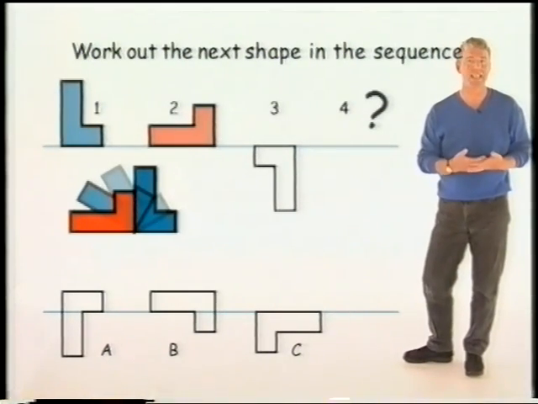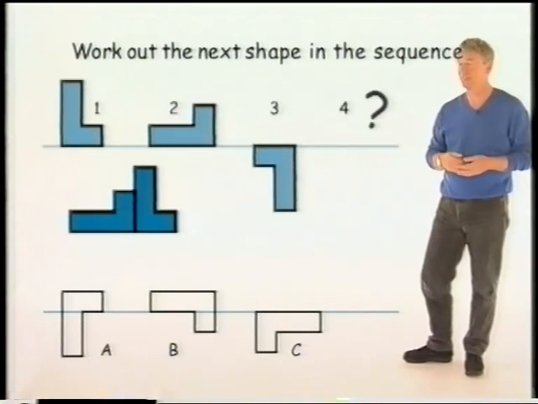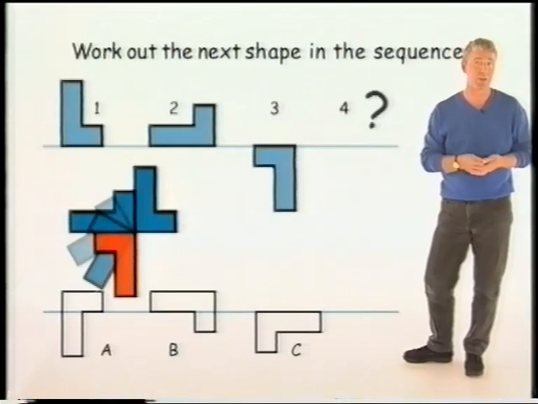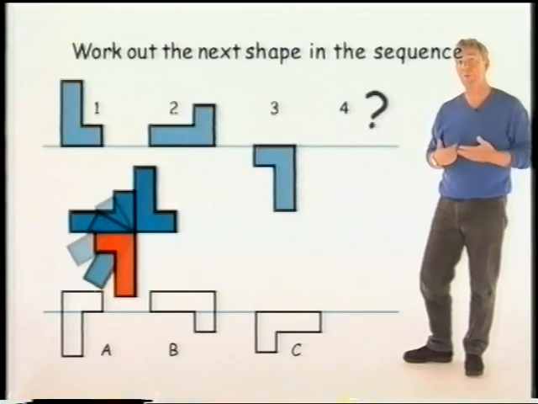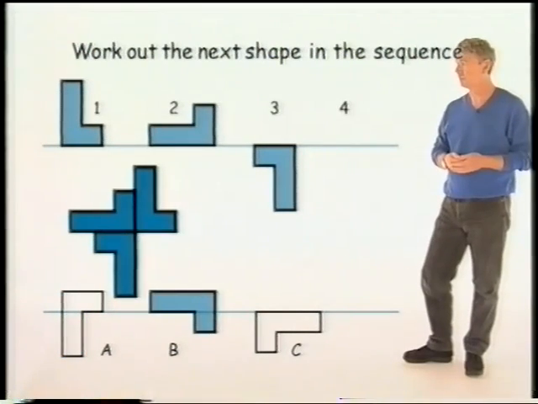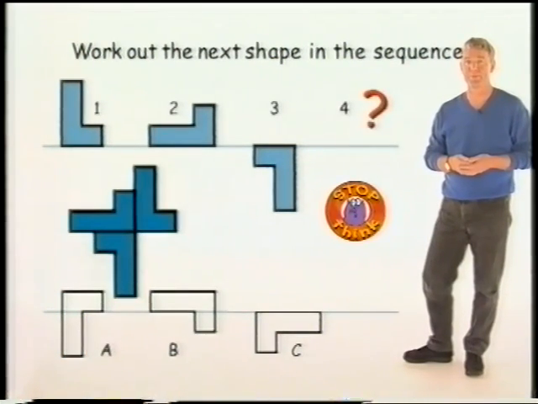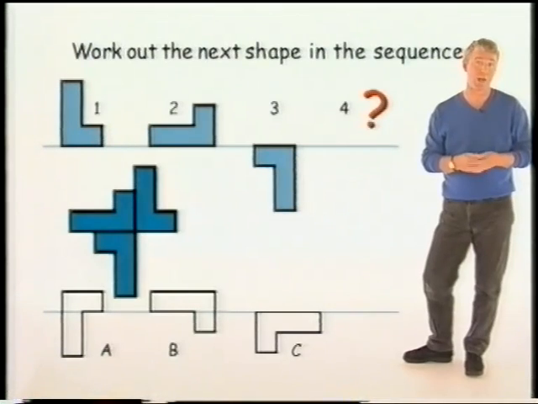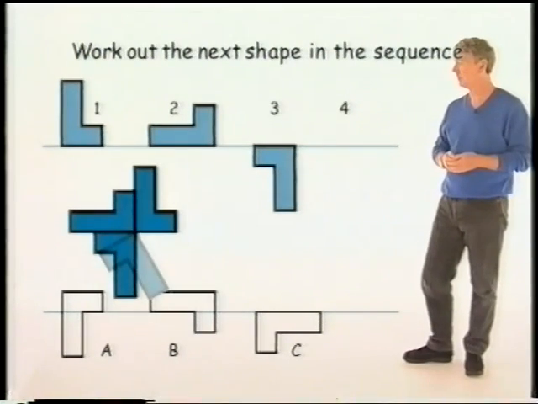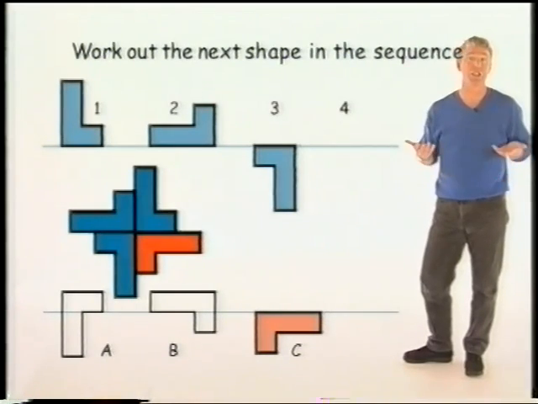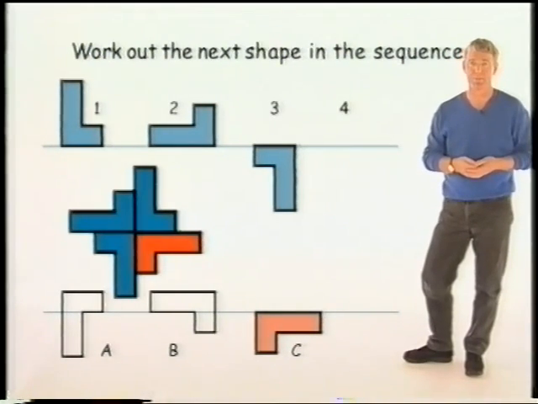Let's check that with the next step in the sequence. Yes, it's another turn through one right angle in an anti-clockwise direction. So now you can work out what the final shape will be. A, B, or C. Let's see what we get if we rotate the shape one more right angle anti-clockwise. And that's the same as shape C. So shape C is the correct answer.